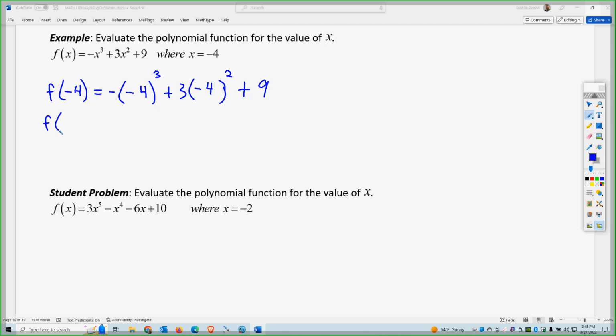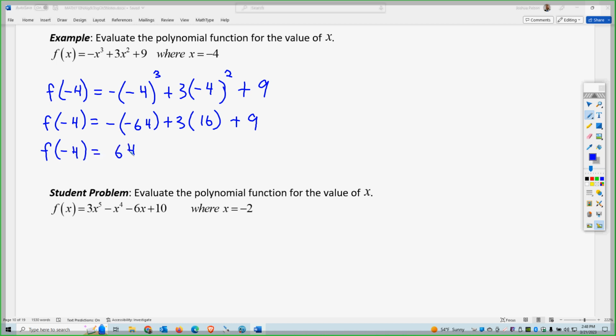So the function value at -4 is equal to exponents first. So 4 times 4 is 16 times 4 more is 64, plus 3 times positive 16 plus 9. So I have odds versus evens. The odd exponent gives me a negative. The even exponent gives me a positive as a result. So f of -4 equals 64 when I multiply.